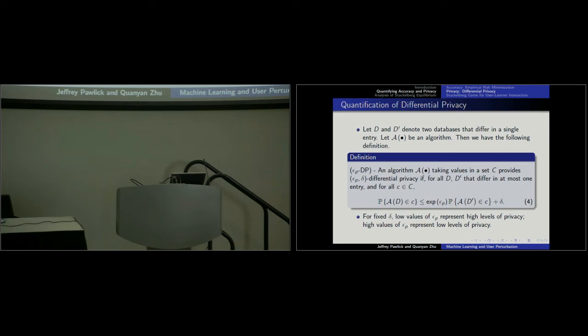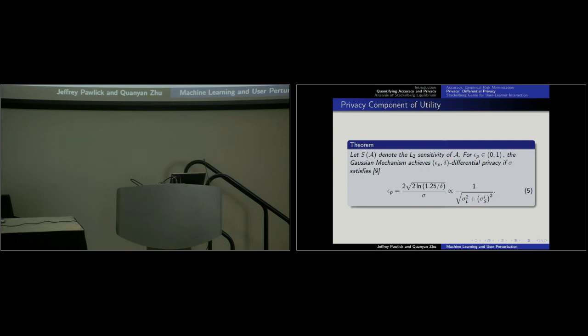I'm not going to show the derivations here, but I just want to show a relationship. The more noise that you add here, the smaller this epsilon P is going to be. In other words, you're going to do better in terms of the privacy. I just want to show this relationship, and this is a 1/√ type of relationship.